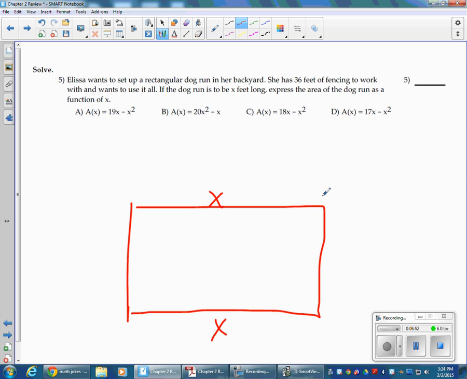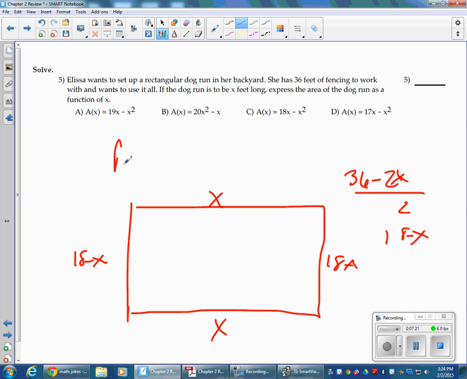So to figure out this side, a couple ways you can do it. If she has 36 and she takes off 2x, and that would give her these two sides, and then she'd have to take half of it to find each side. 36 minus 2x is 18 minus x. So this would be 18 minus x, and this would be 18 minus x. Another way we looked at it when we were doing this is if it's 36 all the way around, it's 18 halfway around. So if this side's x, this side would have to be 18 minus x.